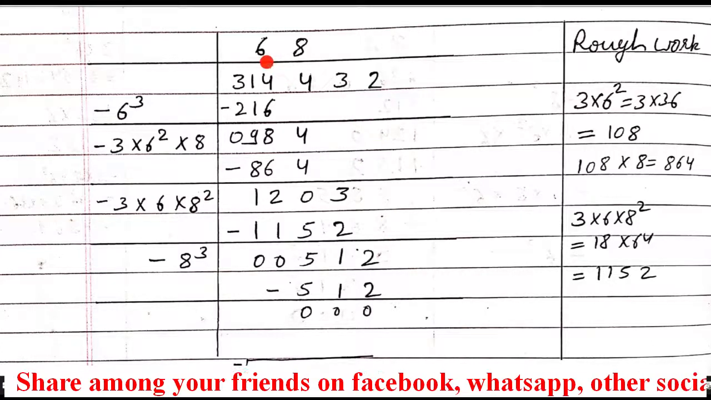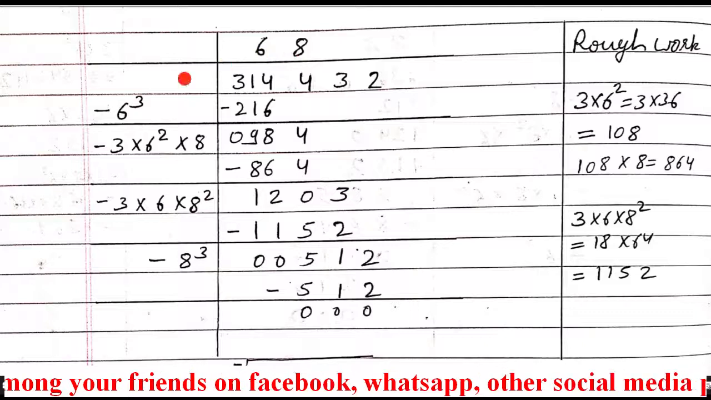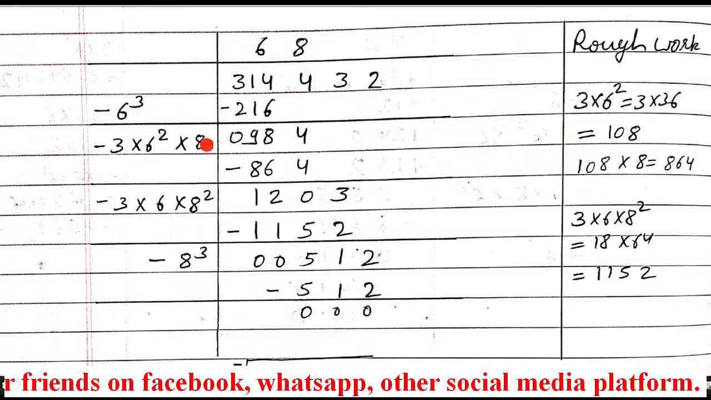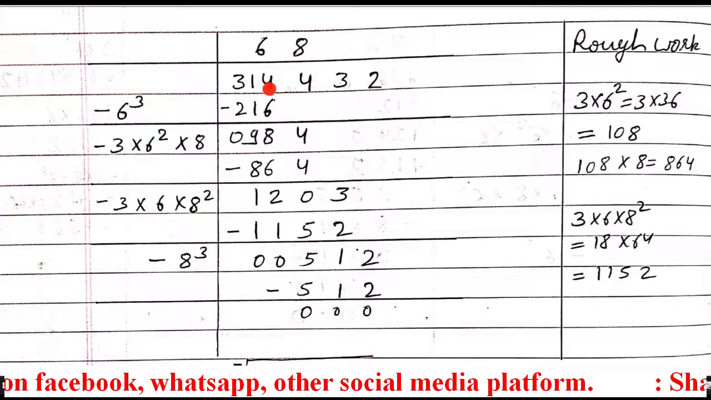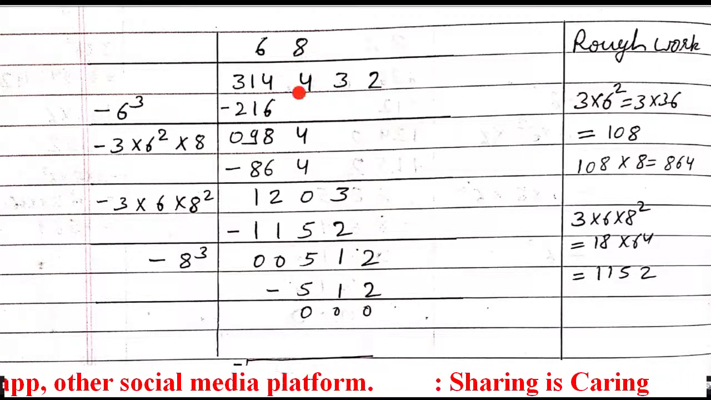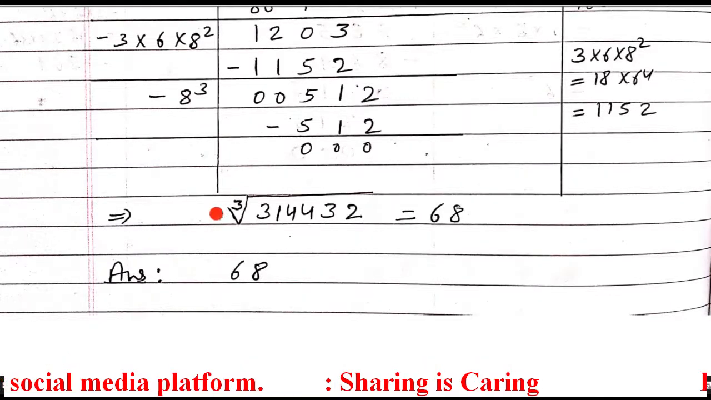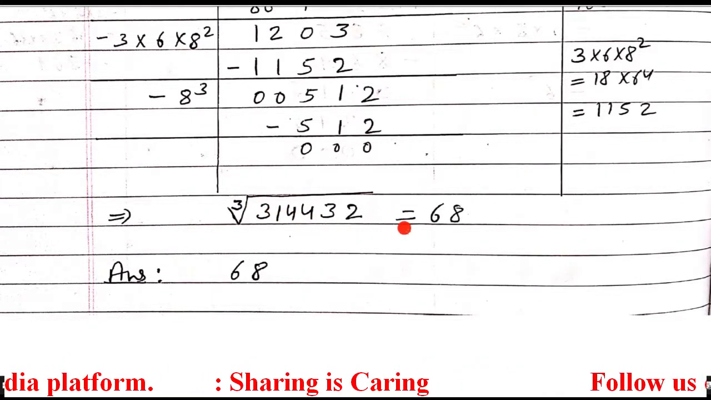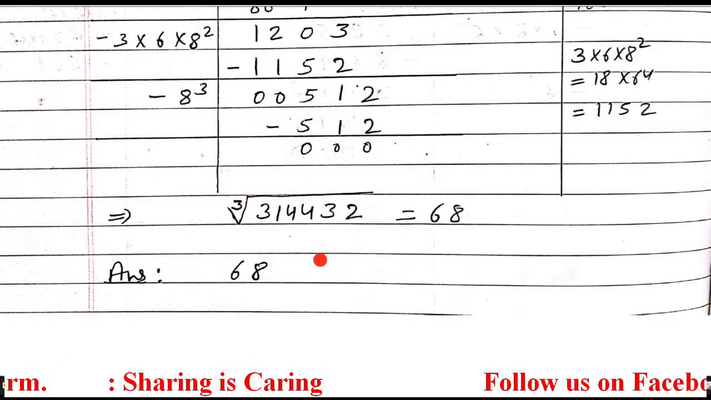So what numbers did we select here? 6 from the first step, 8 from the second step. Then we did not select any number, so only 6 and 8 we selected. That's why 68 is the cube root of this number. So the cube root of the given number is 68. Hence these 3 questions are completed.